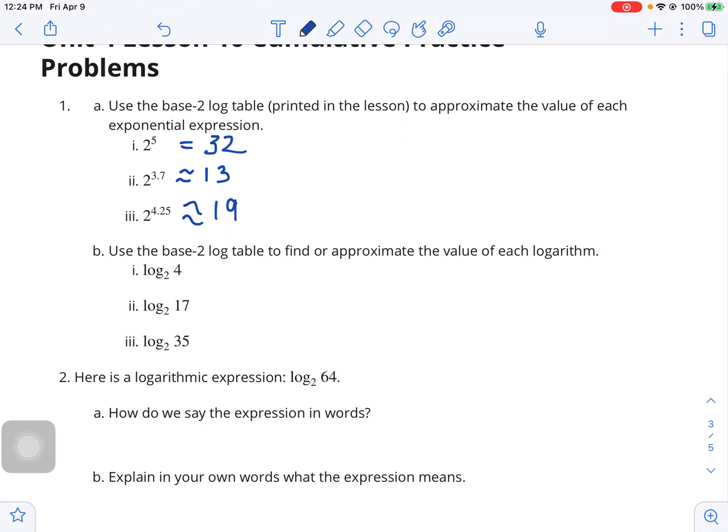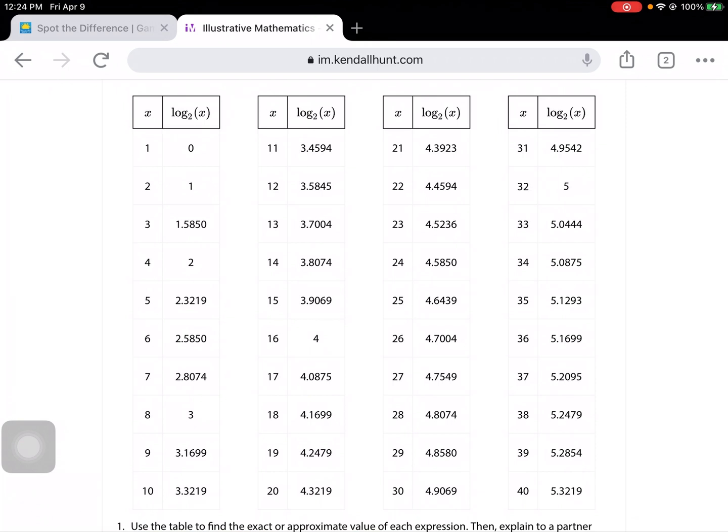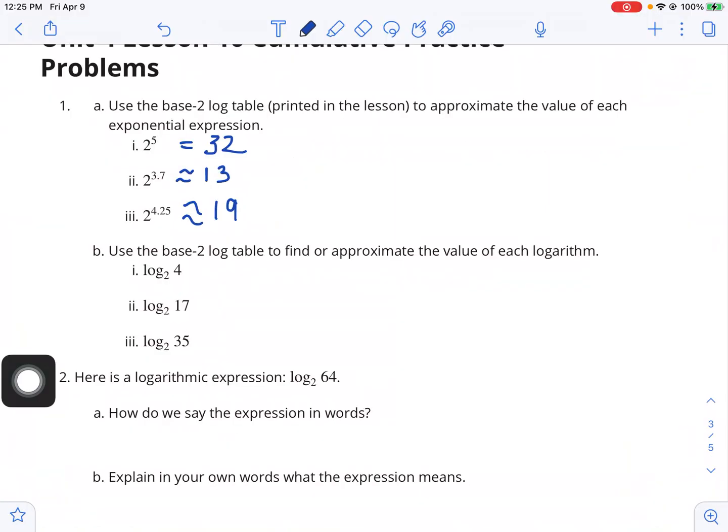So in the next one, use the base 2 log table to find or approximate the value of each logarithm. So now we're looking for the exponents. In other words, what exponent do I raise 2 to in order to get 4? Let's look at that table for the 4. And so we want a 4 here. So our exponent is 2. The right column is your exponents. The left column is your results. So this one would be 2.